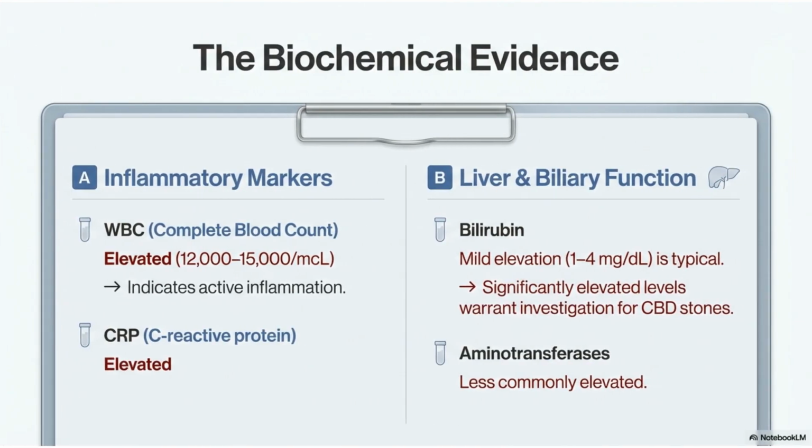Biochemical evidence typically shows elevated inflammatory markers, specifically white blood cell count and C-reactive protein. Liver and biliary function tests may show a mild elevation of bilirubin. Significantly elevated bilirubin warrants investigation for common bile duct stones.